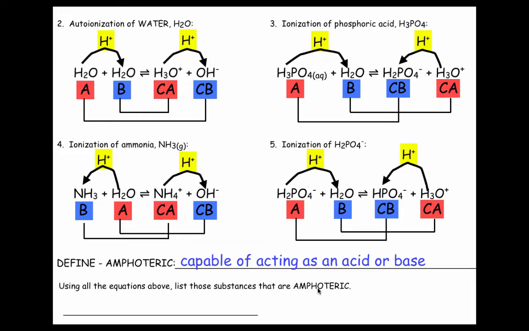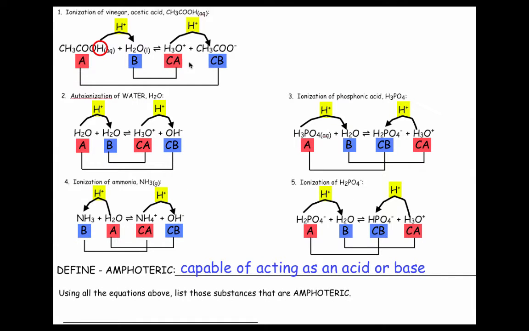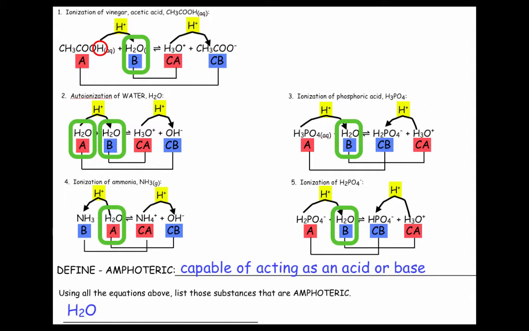All right, so let's look above. What we're trying to do is look at which ones act as an acid and a base depending on where they're at. So if you take a look here at water, it's obvious. Water is acting as an acid here. It's acting as a base up here. It's acting as a base right here. It's acting as a base over here. It's acting as a base right here. And it's acting as an acid over here. So it's obvious that water in these 5 examples can act as an acid in one case and a base in another. So water is one of the answers.